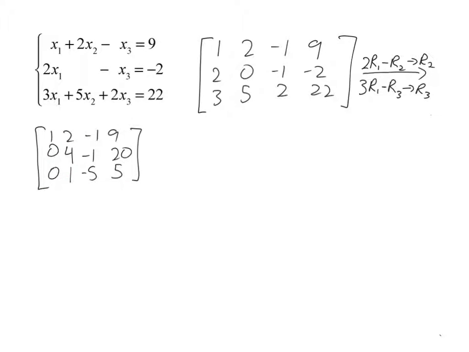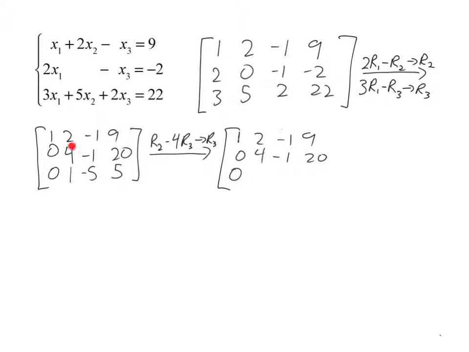So what I'm going to do is take this row and subtract 4 times this row. So I'm going to take row 2 and subtract 4 times row 3 and replace row 3 with that. So I end up getting, let's see, 0 minus 4 times 0, which is 0. So that stays 0. Let's rewrite these. 1, 2, negative 1, 9. 0, 4, negative 1, 20. And then 0.